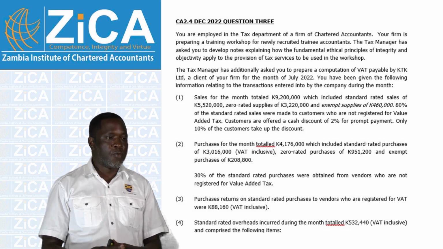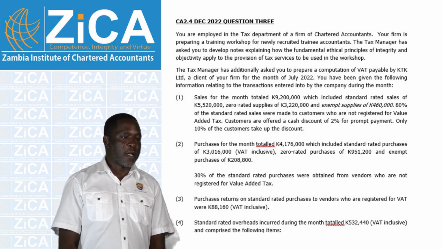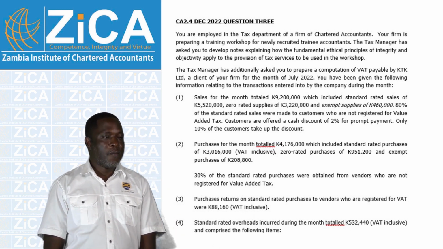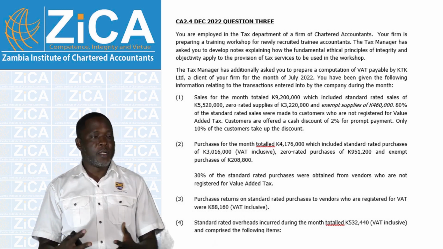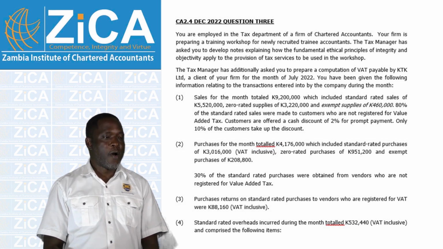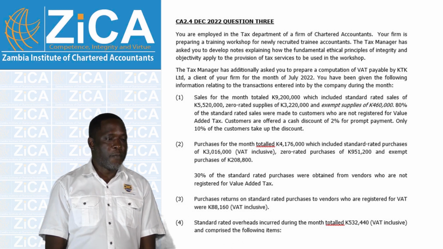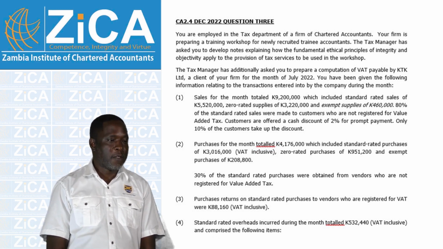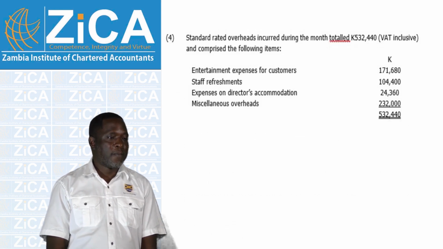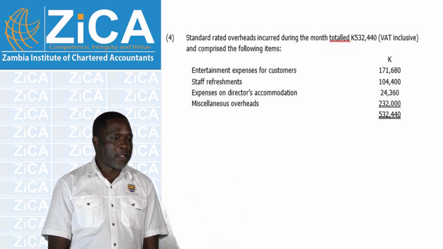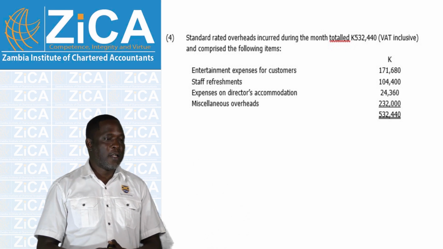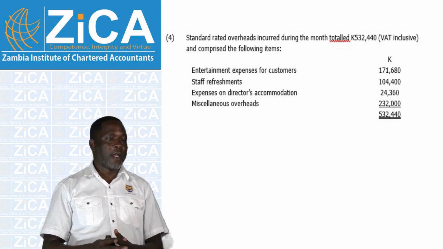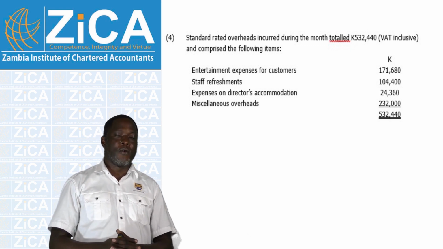So it means when it comes to recovering input VAT on the expenditure, the general overheads specifically, we won't be able to recover the input VAT in full, because part of that input VAT will be attributed to the exempt supplies. So how are we going to calculate the recoverable non-attributable VAT on the overheads? We are going to focus on note number 4, specifically the miscellaneous overheads. So the note number 4 is telling us that the standard rated overheads incurred during the month totaled 532,440, and they are saying that figure is VAT inclusive. And they have given us the breakdown of those overheads.